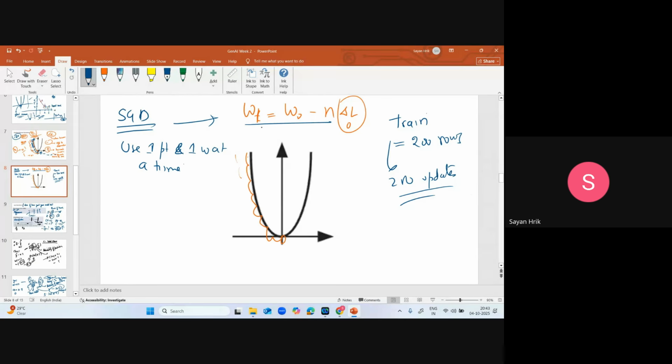So I'll have W1, then up to W200 and so on, all updates once for every point. As many rows as I have in my data will be the number of updates I'll do to the weights. Is that clear to everyone? And this will be done in one epoch. So in one epoch, you will have 200 updates.